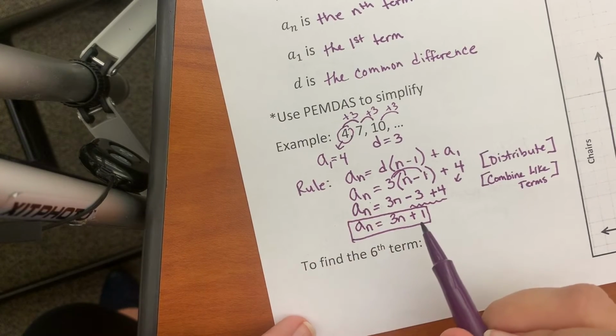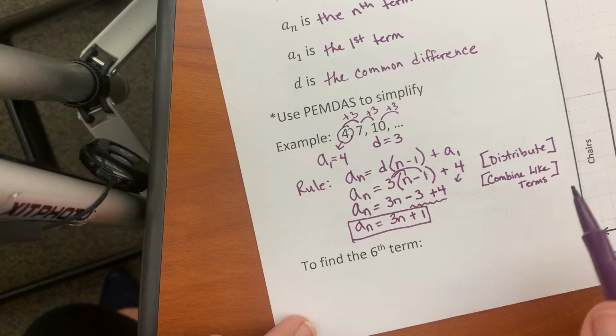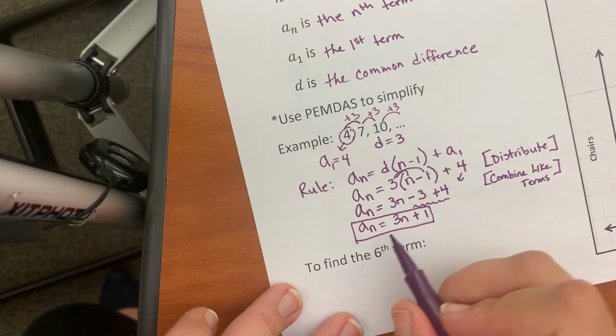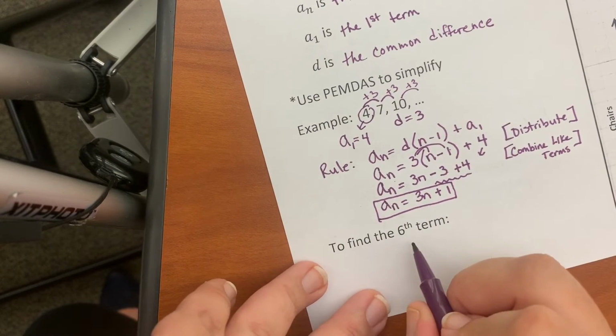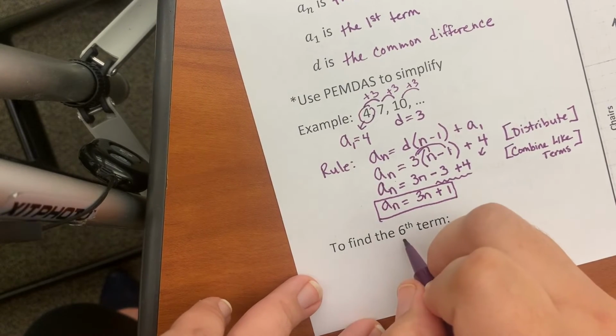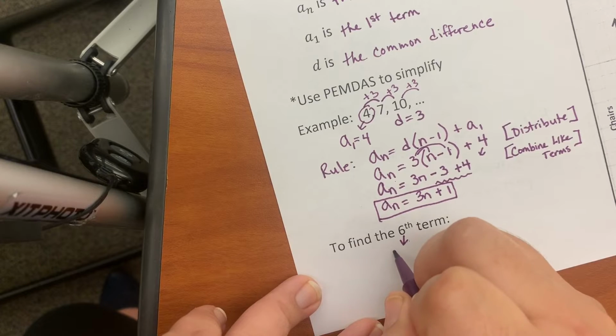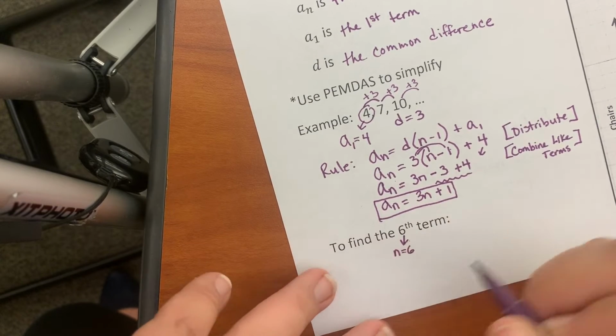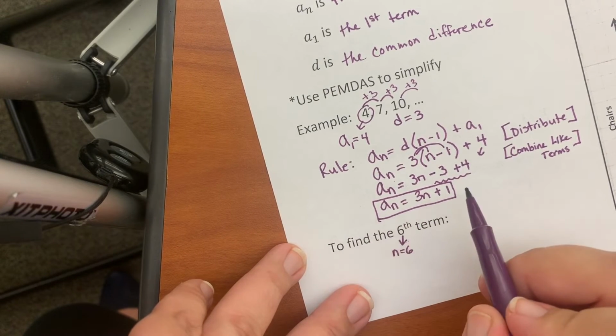Now the reason I want this rule is because I want to find other terms down the line, and I don't want to make a big long list and keep adding 3 every time, so I can use this to find any term. We're going to use it next to find the 6th term. If I'm finding the 6th term, that means my n is 6. That means all the n's in the equation are going to get replaced with 6.